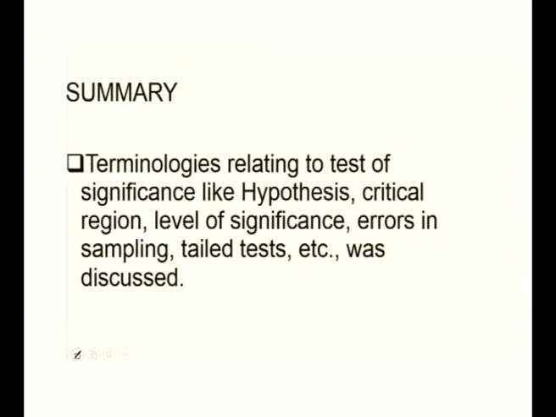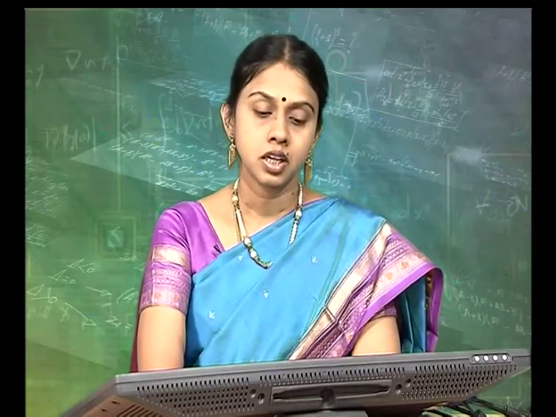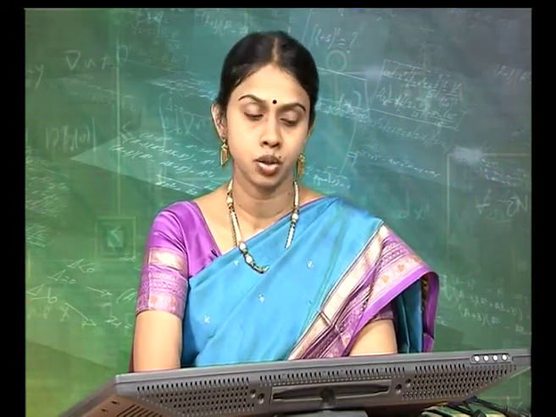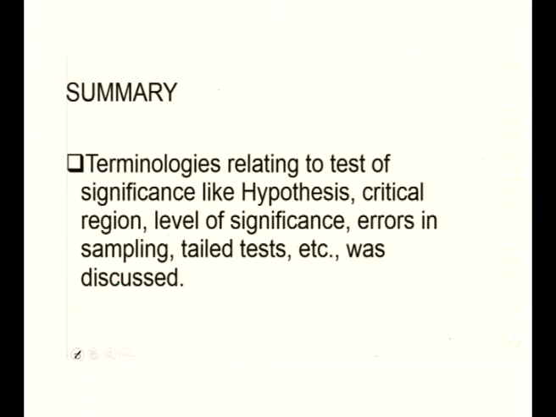In this session, for discussing about the test of significance, some terminologies are required. We are going to take up a case and we are going to test the significance of the sample statistic and population parameter. Therefore, before testing the significance, some terminologies should be understood. That is, the terminologies like hypothesis, critical region, level of significance, errors in sampling, that is type 1 and type 2 error, tailed test, that is one tailed test and two tailed test, etc., was discussed in this session.